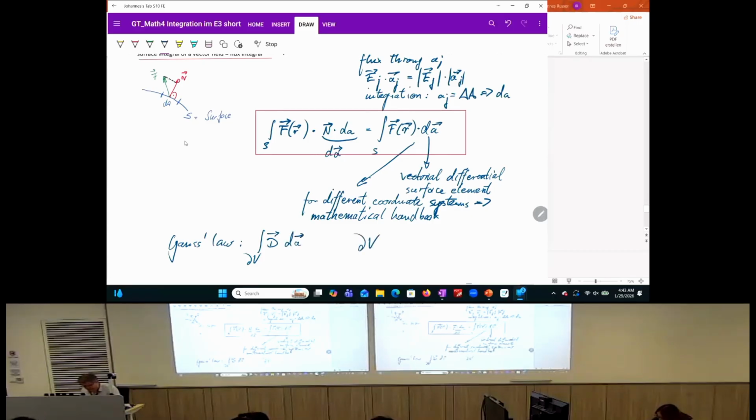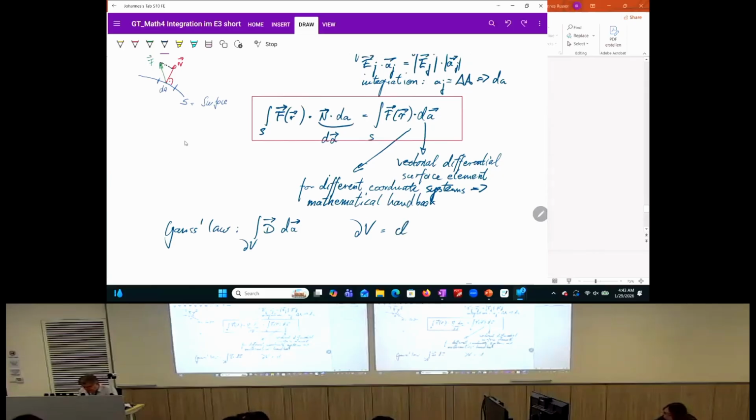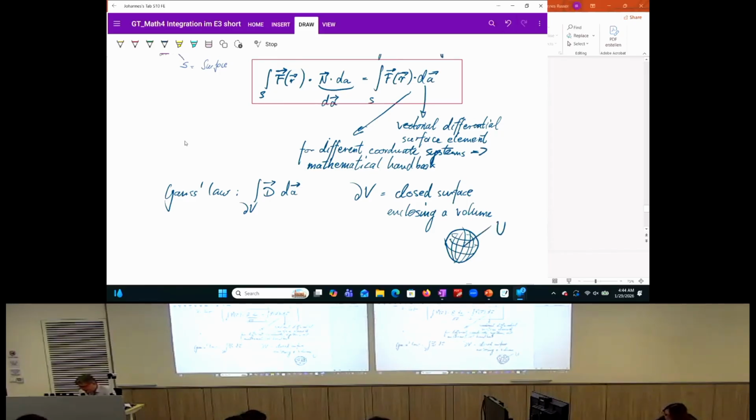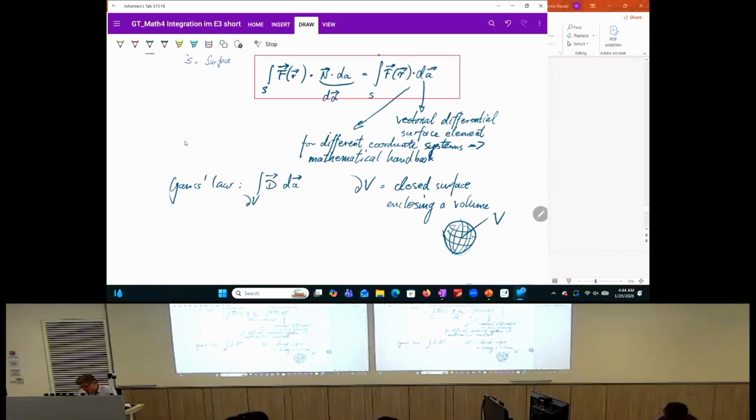The closed surface is signified by this symbol here, this partial symbol, and the V. This is basically a closed surface enclosing a volume, meaning you have such a sphere with a given volume, and just the shell, just this surface, is signified by that symbol here. That's a shell.